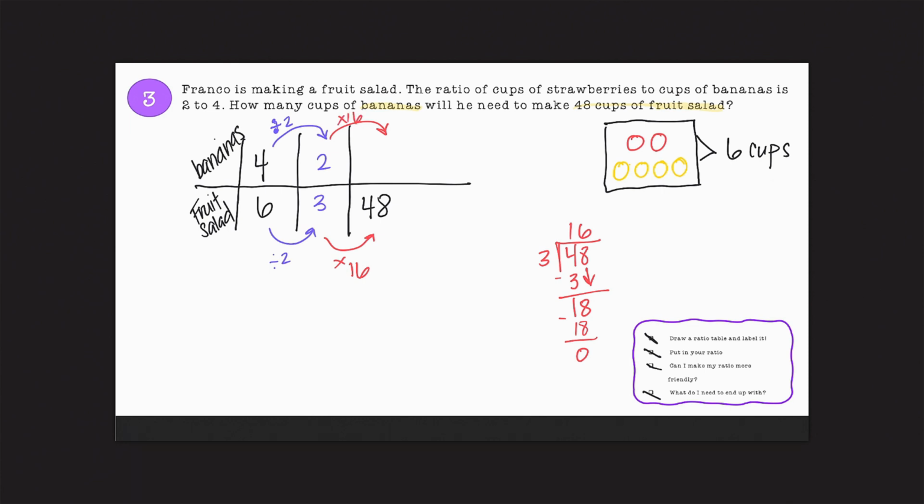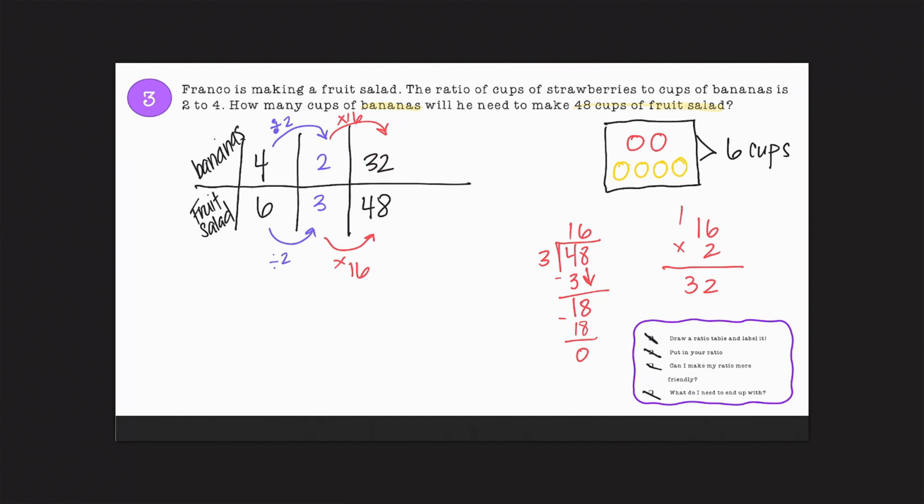So 2 times 16, if you can't do that straight out of your head, that's totally okay to write it down. 2 times 6 is 12, carry the 1. 2 times 1 is 2, plus 1 is 3. So I know I need 32 cups of bananas, right? So I am all done. I found my missing value, which is right here, the bananas.